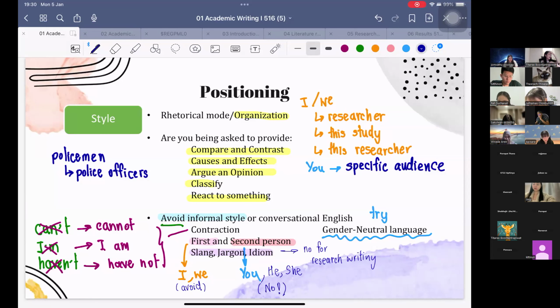So these are some of the rules to remember to make your writing more formal.